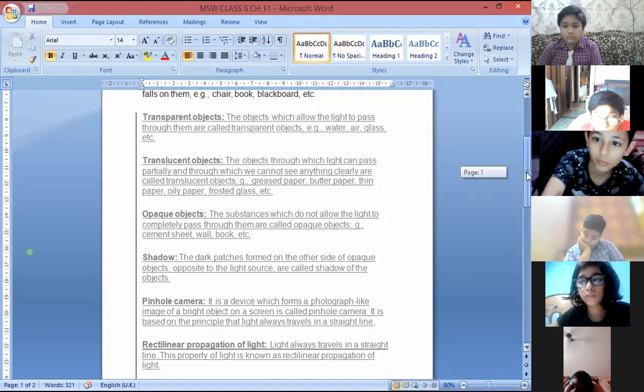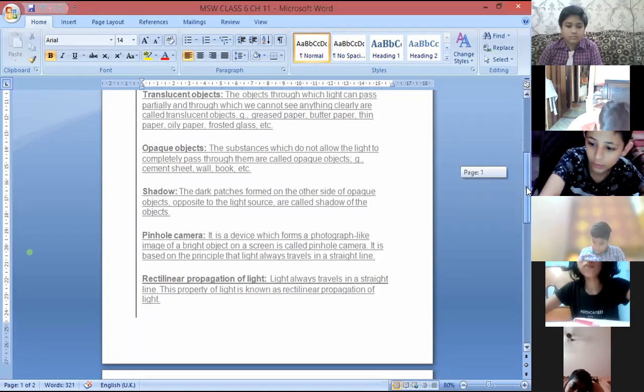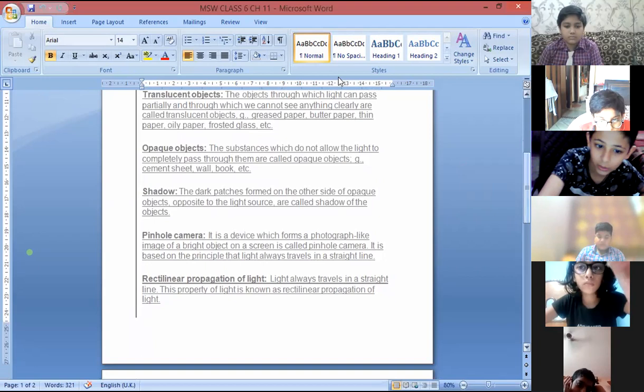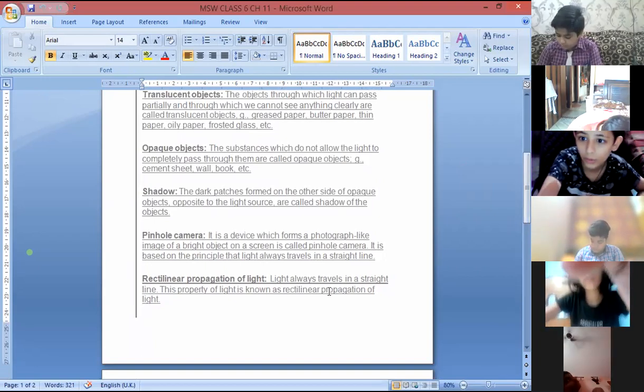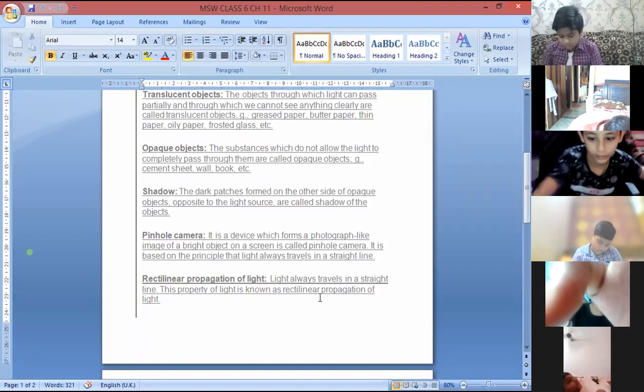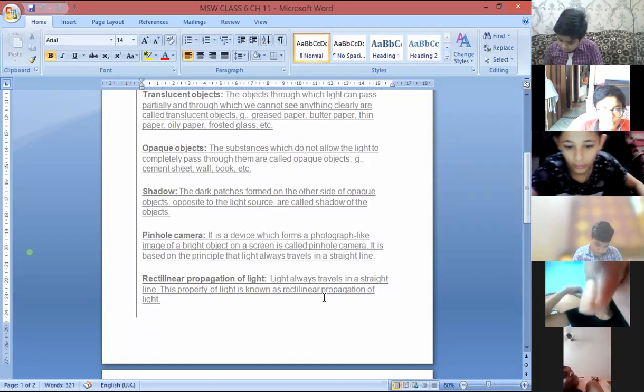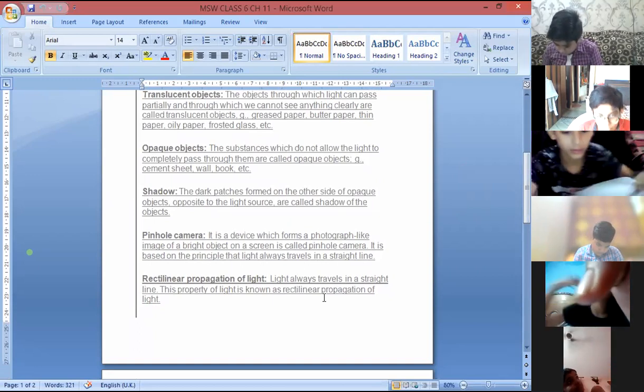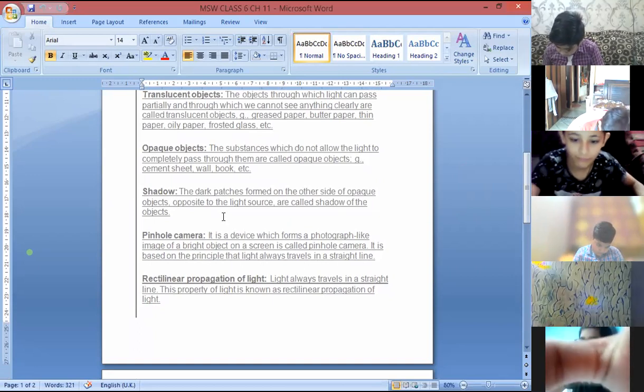So next is rectilinear propagation of light. Very, very important. Light always travels in a straight line. This property is known as rectilinear propagation of light. Kindly mark it in your book, children.